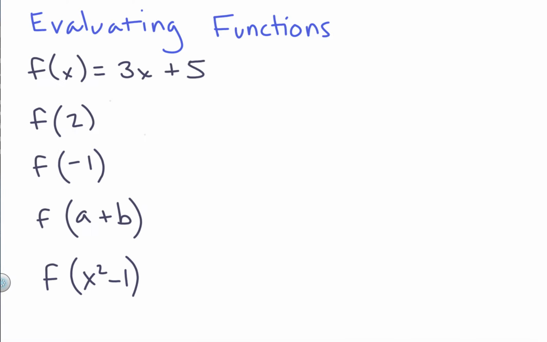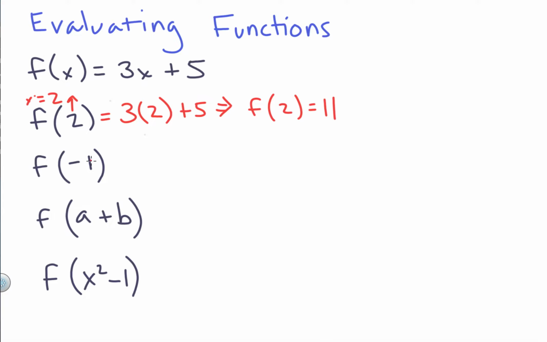So given a function like f of x equals 3x plus 5. To evaluate this function, what this is telling me is that this is my x, so x is equal to 2. And what I'm going to do is replace the x with whatever value is in here. So we get 3 times 2 plus 5, or f of 2 is equal to 11.